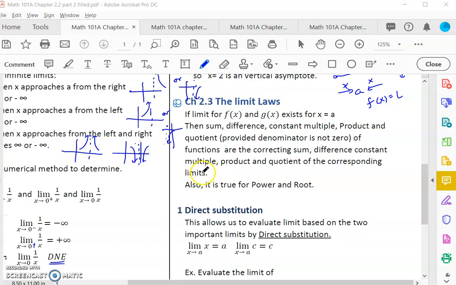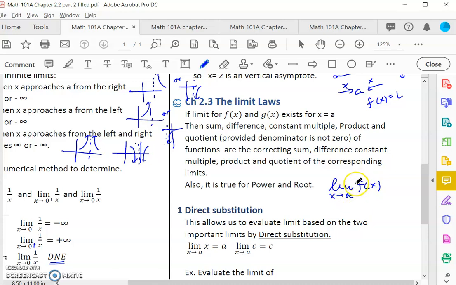In 2.2, we talked about how we can find a limit by listing tables of f of x as x approaches a. We're talking about finding the limit as x approaches a of a function, right? The concept of finding a limit is not to investigate when x is equal to a, but what happens when x is close to a, what f of x approaches.